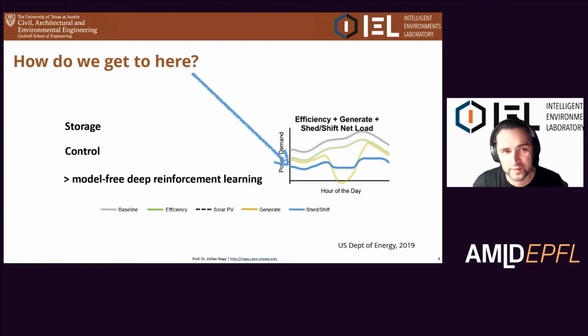Actually, one of my last works at ETH was looking into a LowEx building by Professor Leibundgut. We did some control on that, but that's another story. So I will not talk about that.